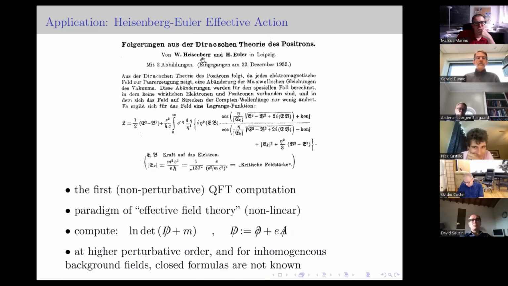Here I'm showing for your amusement the abstract of this famous paper by Werner Heisenberg. And the Euler you're thinking of is not the right Euler. Hans Euler was a student of Heisenberg. This is a paper published in the mid-1930s, long before what we really view as the birth of quantum field theory. And yet they did a fully non-perturbative quantum field theory calculation, including charge renormalization, already back in the mid-1930s.